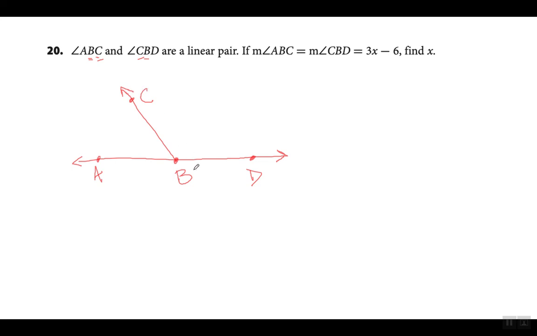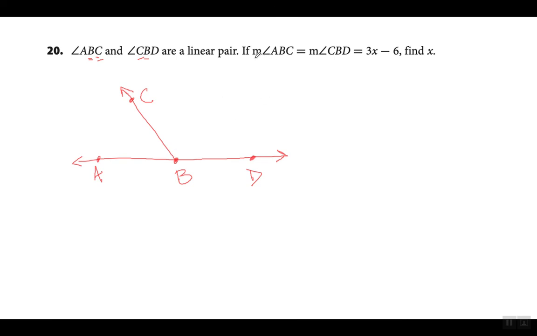ABC, CBD. You could have drawn it differently, and that would have been fine. But the main thing is they both have to have the vertex B, and the ray or side that they have in common is ray BC. That has to be the side that they have in common. Now I'm going to use that little sketch to solve this problem. You could have done it without the sketch, but it helps us visualize what we're doing.